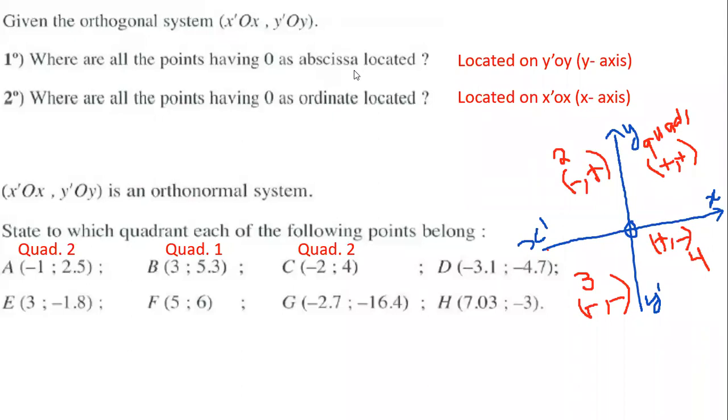Let us look at point C now. Point C, point D. It has negative abscissa, negative ordinate. In which quadrant is point C? Point D.